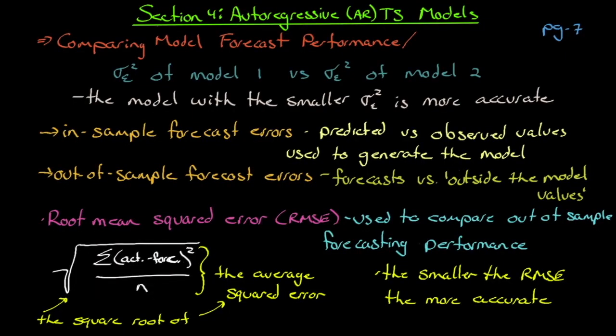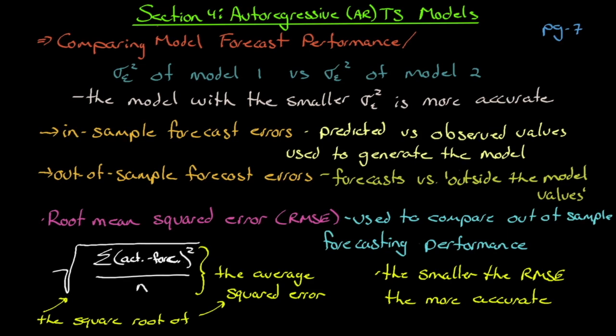Just a few more loose ends to tie up in section 4 before we move on to random walks. Comparing model forecast performance. When we're comparing forecast performance, remember we make a distinction between prediction and forecast. Prediction means we're using the model to predict what the in-sample value should be, and then we can look at the deviations from that. Forecasting means out of sample, right?